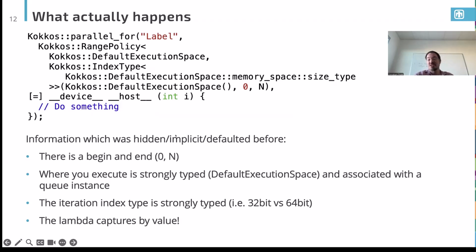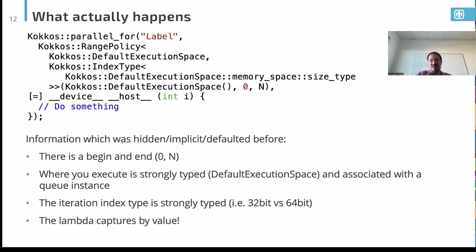All of this information was implicit or defaulted. There is a begin and end; just giving us n actually means 0 to n. But it turns out there are a lot of loops which go from 0 to n. That's probably the 80% choice for loops.